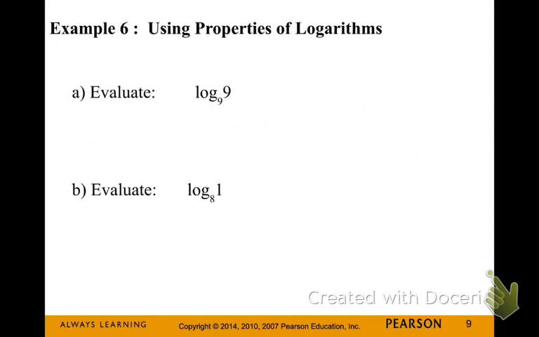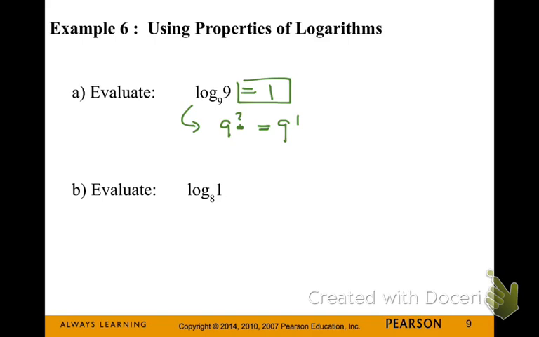Let's practice these. So if we wanted to evaluate log base 9 of 9, well, notice our base here is 9. So this is the same thing as saying 9 to what power equals 9? Well, 9 to the first power. That's because it's going to be equal to itself. And so, since the base is the same as our value, it's just going to be equal to 1.